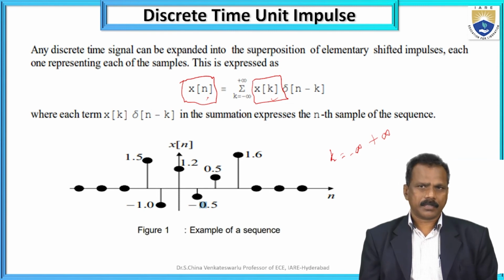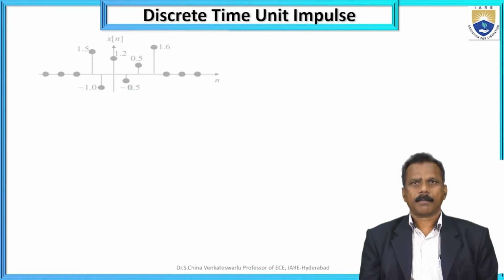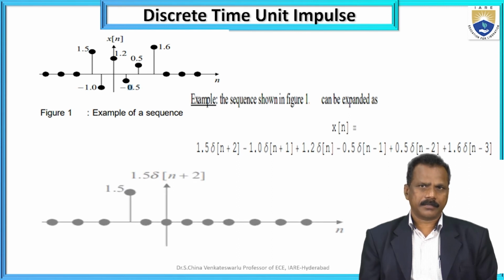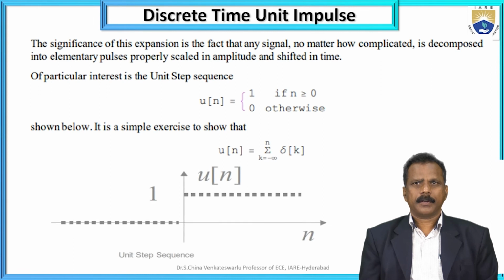This is the best example, like a sequence. Here we are using the same sequence. With reference to this, we can decide how it is expanded, where the x of n values are like this. The significance of this expression is the fact that any signal, no matter how complicated, is decomposed into elementary pulses. Is it proper or not?